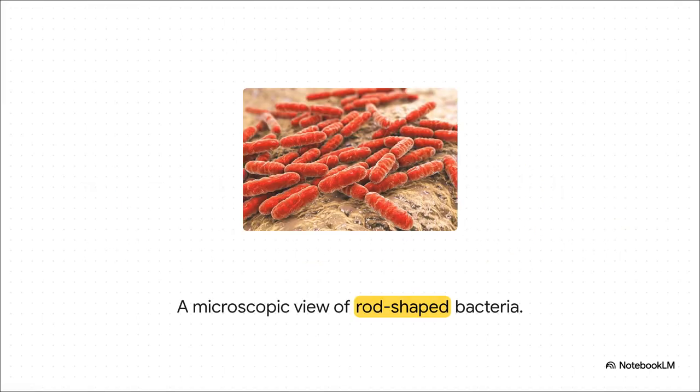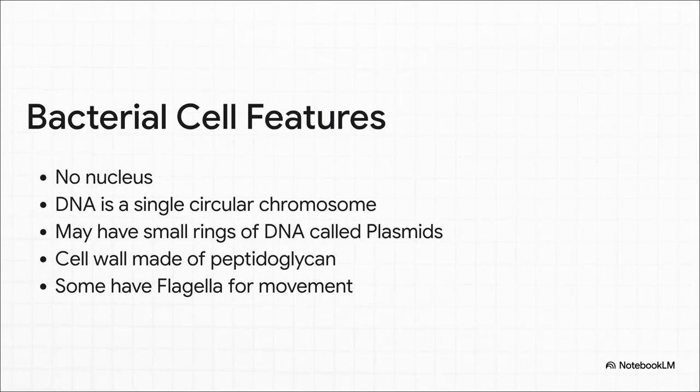So compared to the sprawling cities of our eukaryotic cells, a bacterium is more like an efficient, minimalist studio apartment. But don't you dare let that simplicity fool you. This design is so incredibly effective that bacteria are one of the most successful forms of life on the entire planet. So what's their secret? Well, it starts with what they don't have.